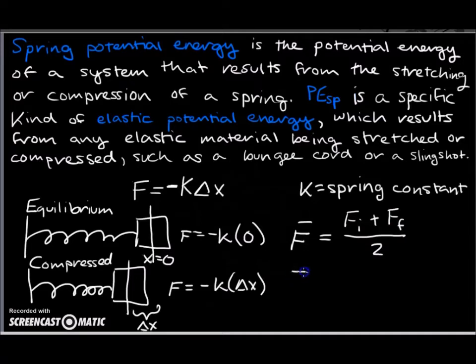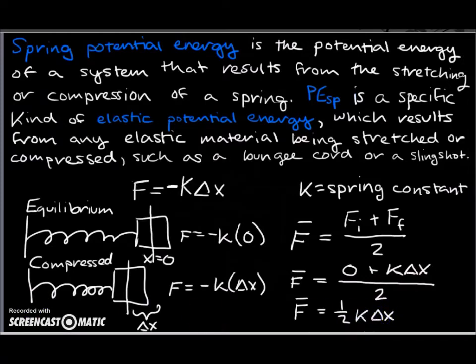So our average force is equal to 0, because anything times 0 is 0, added to k times delta x. And we're going to negate that negative sign for right now because that's merely an indicator of direction. And if you look at the problem itself, you should be able to figure out the direction well enough. So divided by 2, our average force is equal to 1/2 times k delta x.